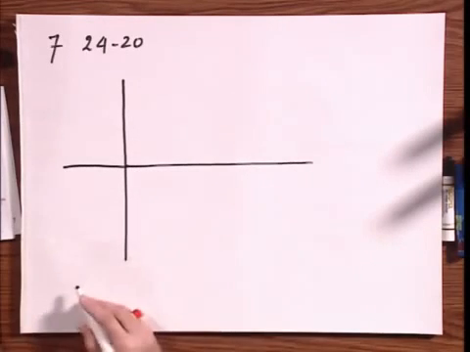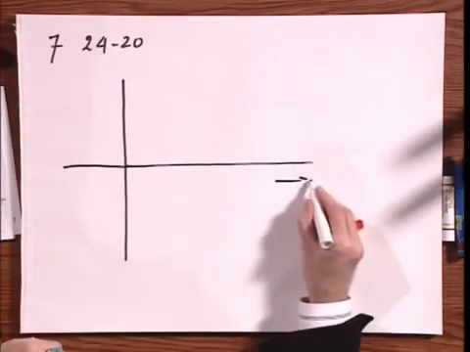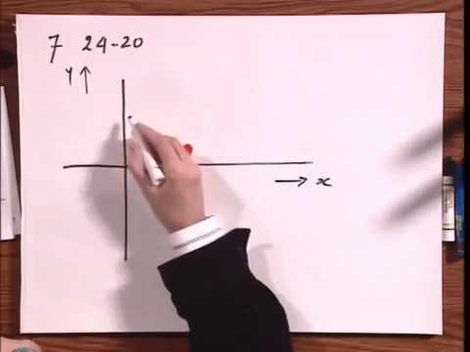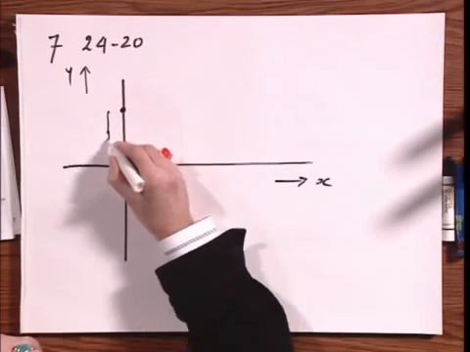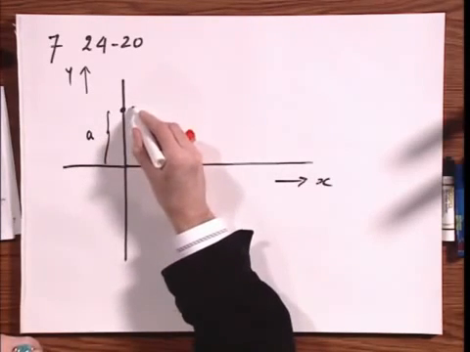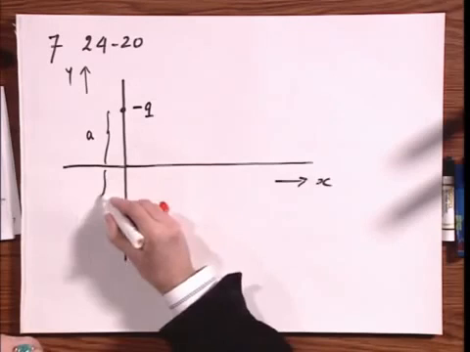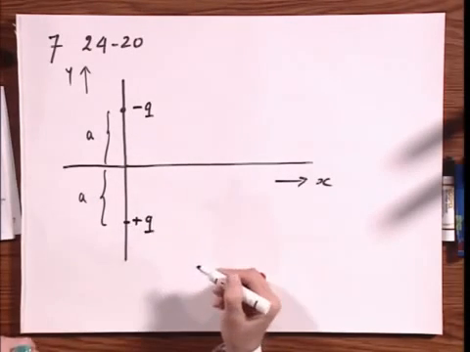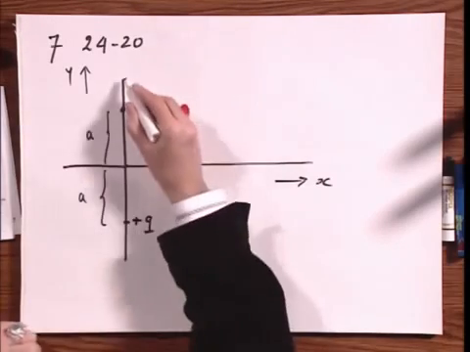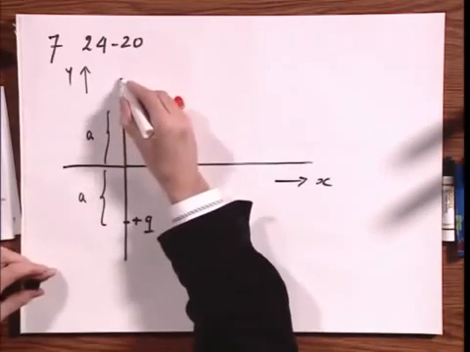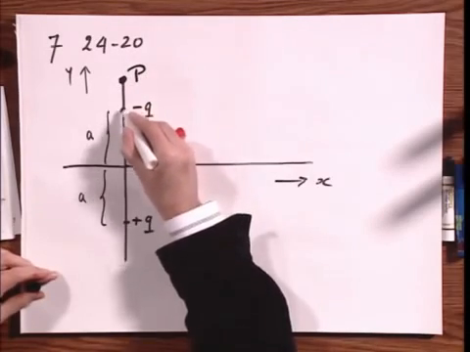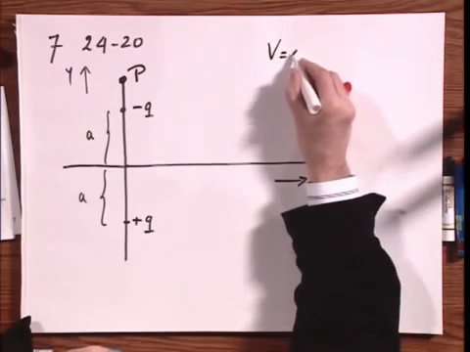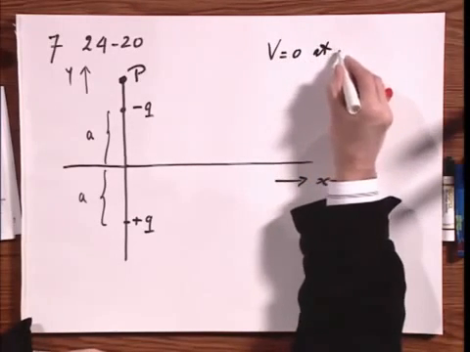I have here an x-axis, and here I have the y-axis. And here, at a distance a, y equals a, I have charge minus q, and at y equals minus a, I have plus q. And I want to know what the potential is at a point P, everywhere on the y-axis, here, here, here, here, here, everywhere. Well, we'll take V equals 0 at infinity.